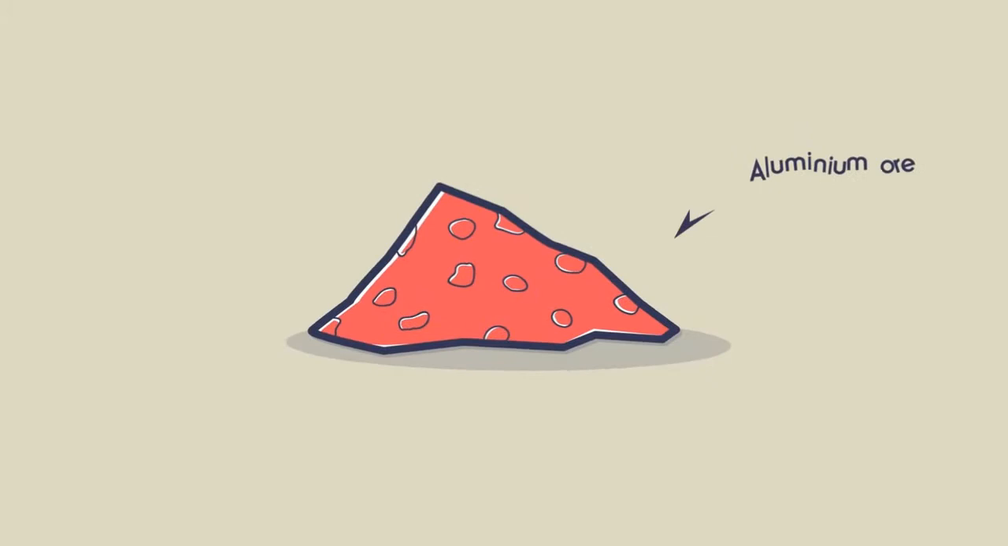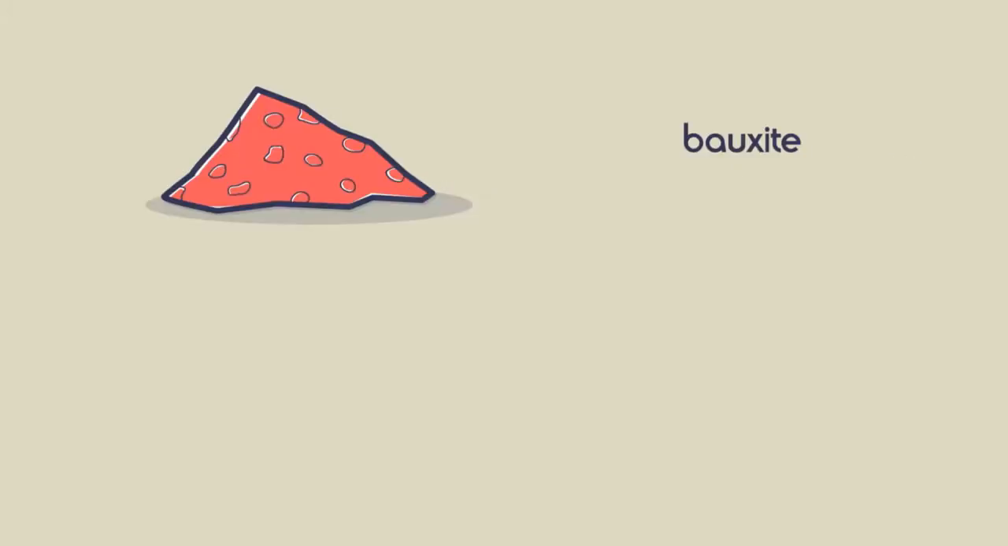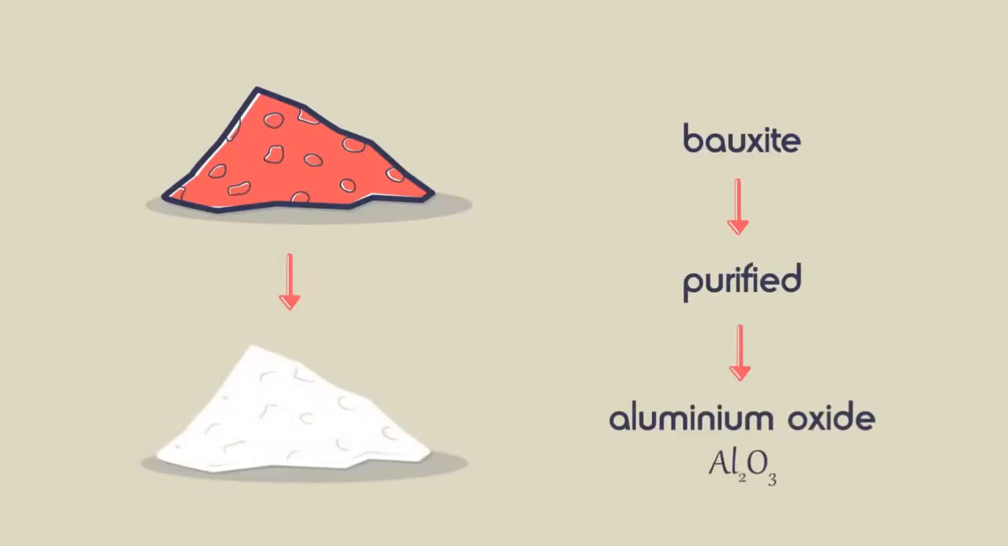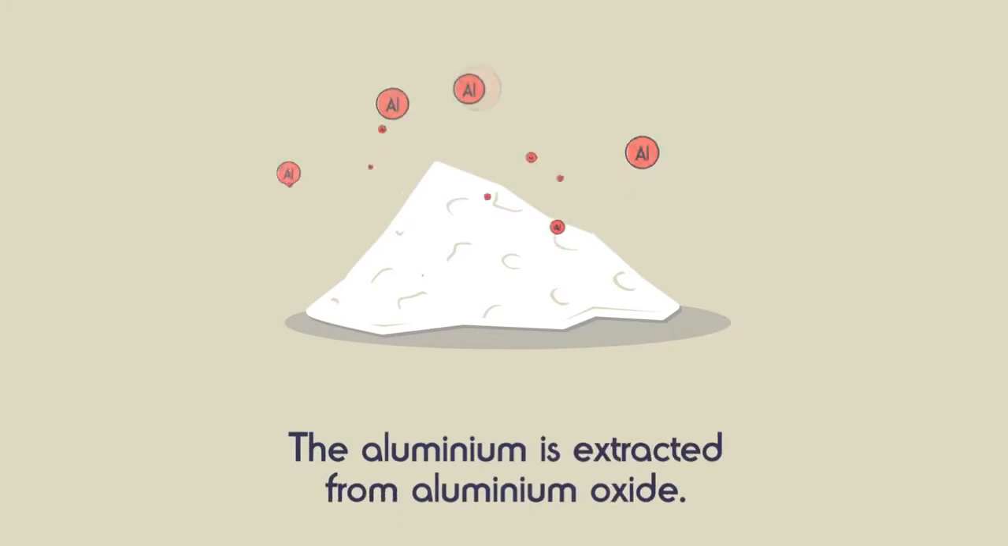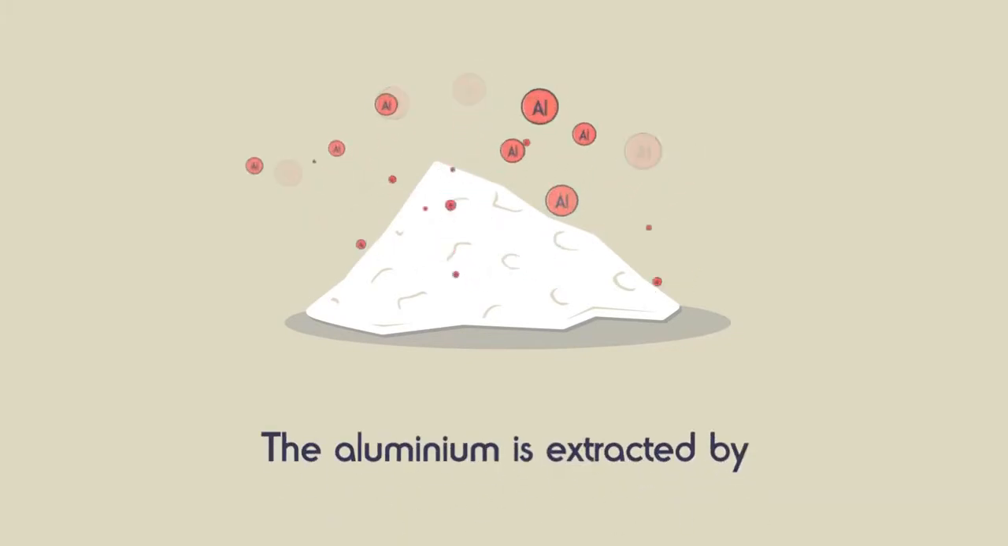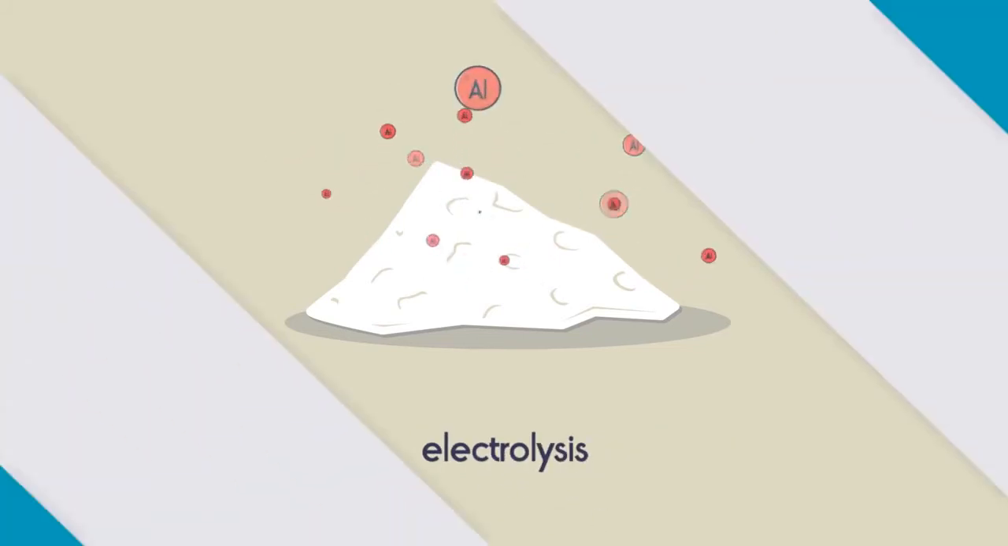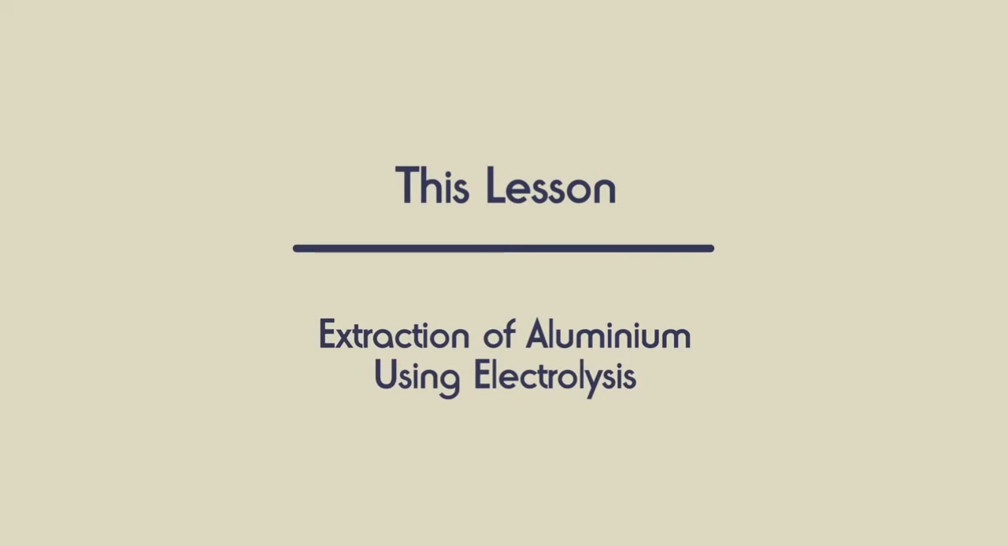The aluminium ore is called bauxite. Bauxite is purified to yield aluminium oxide, which is a white powder. Aluminium is then extracted from the aluminium oxide. The aluminium is extracted by electrolysis. In this video, we are going to look at how aluminium is extracted using electrolysis.